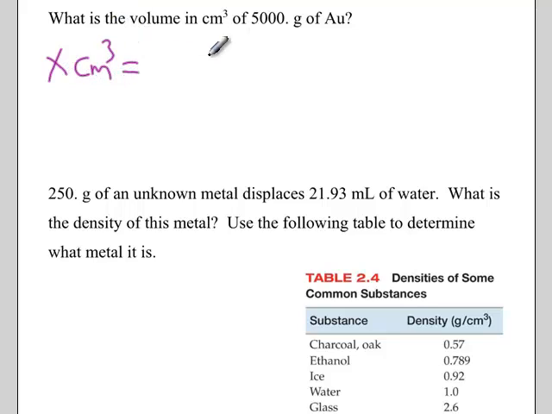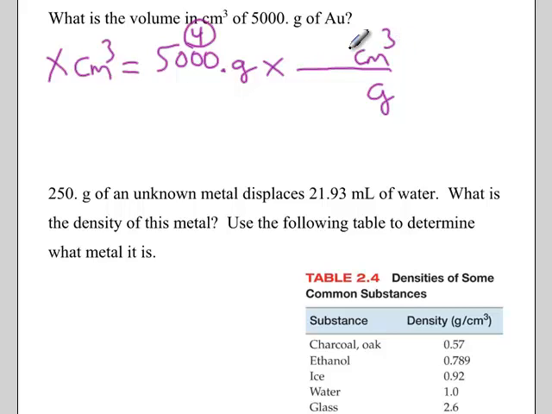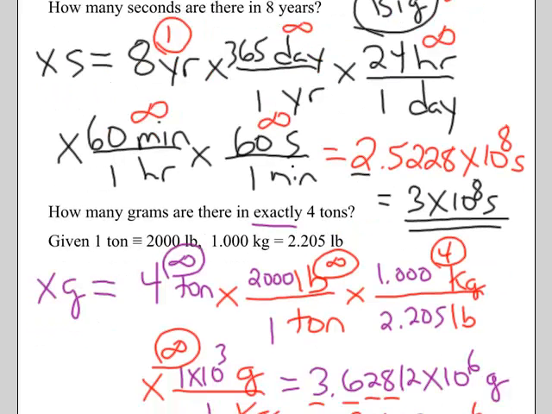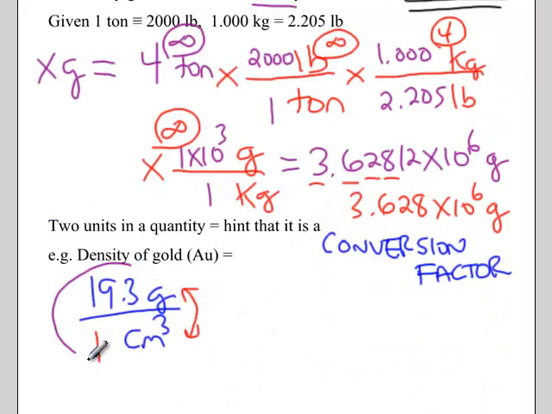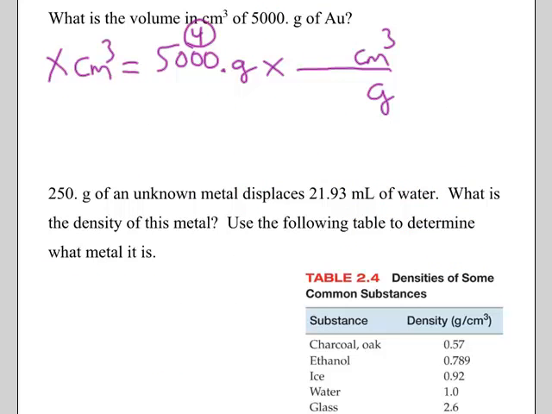So x cubic centimeters are equal to 5,000. And notice there is a decimal point on there. So that 5,000, the zeros are significant. That's 4 sig figs. 5,000 grams. And we're going to turn grams into cubic centimeters using the density. The density, 19.3 grams per 1 cubic centimeter. 1 cubic centimeter, 19.3 grams.